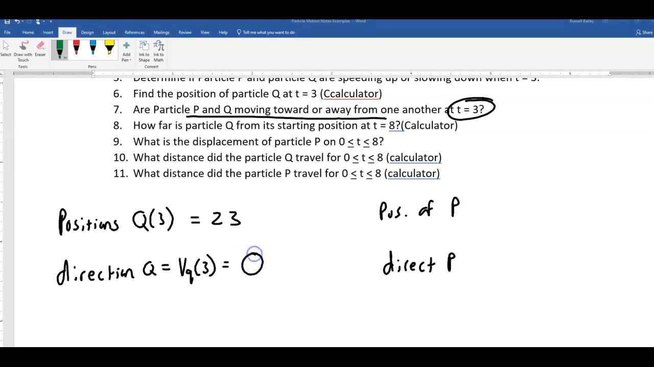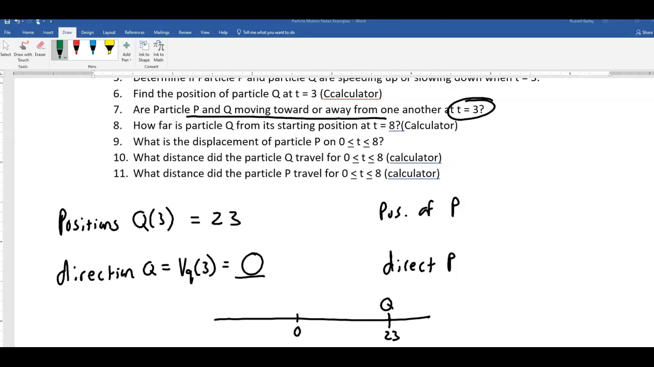Now I get 0. That's interesting. So what this means is that if I were to put this on a number line, like let's say here's 0, well, particle Q is way over here at 23, and at that instant in time, it's not moving, because if I had a positive number there, it'd be moving to the right, and if I had a negative number, then it'd be moving to the left. But since it's 0, it's not moving at that point. And that's actually because of what we saw in one of our questions earlier where we found where particle Q is changing directions. It changes directions at t equals 3. So at that point, it's neither moving left nor right.